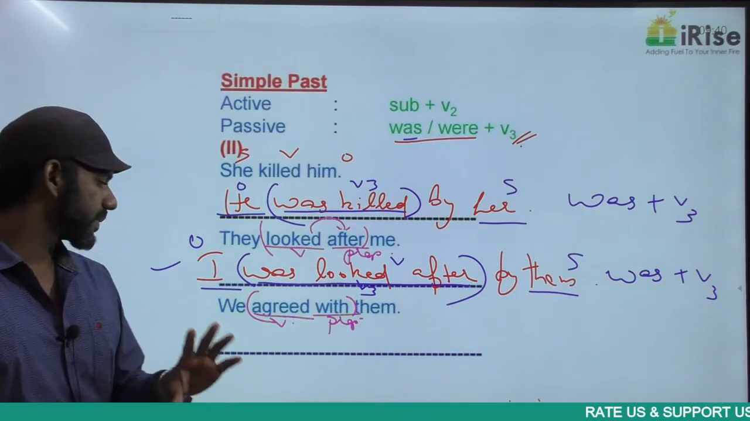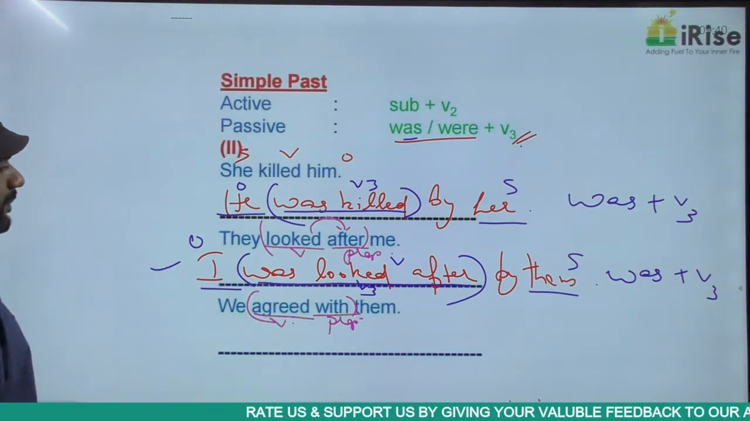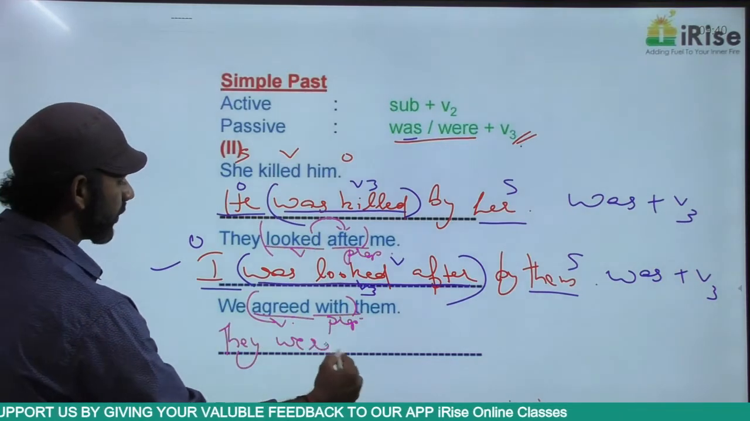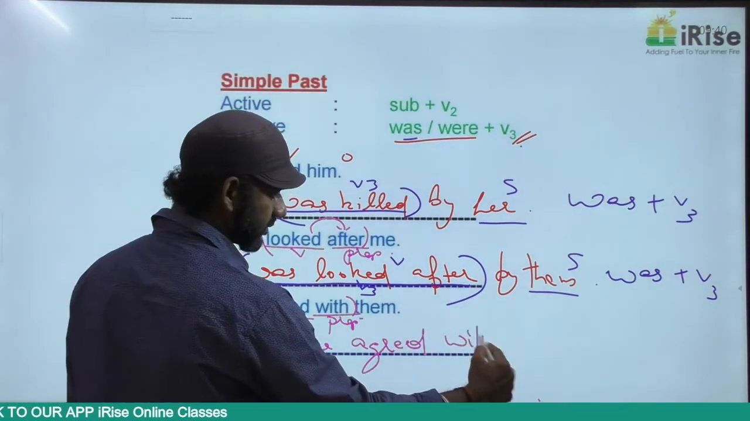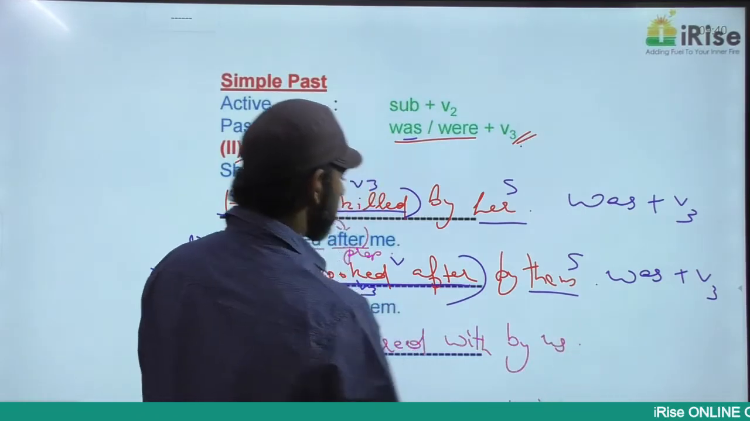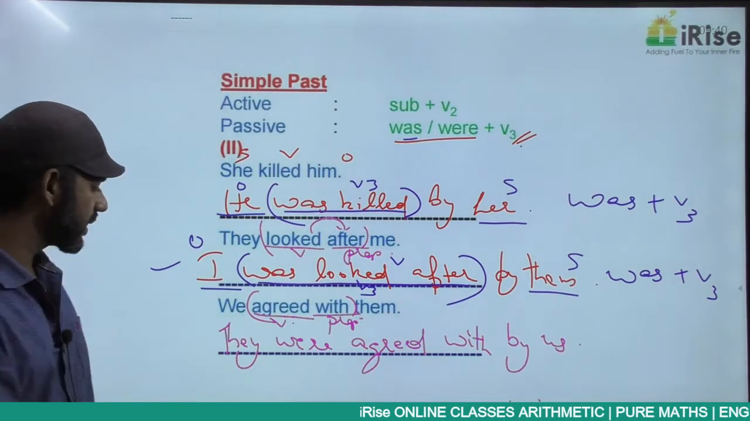In the passive voice also it must be simple past. Agreed with is a phrase. So, this statement in the passive voice becomes "they were agreed with by us." "They were agreed by us" is wrong. They were agreed with by us.